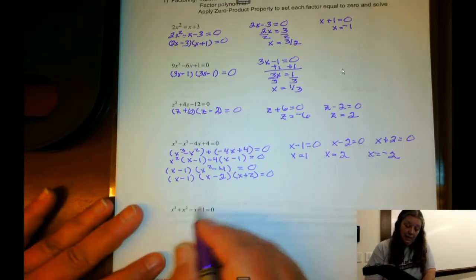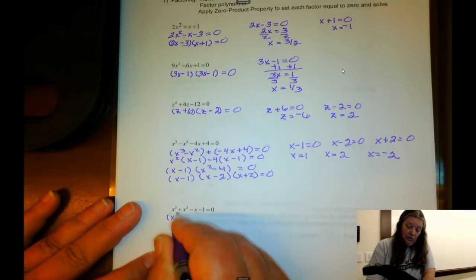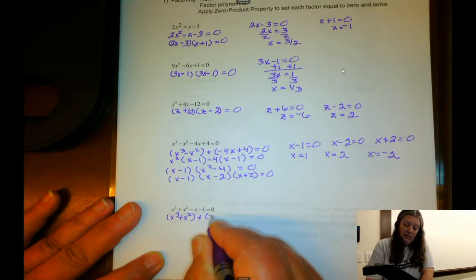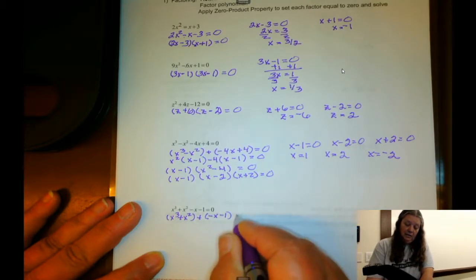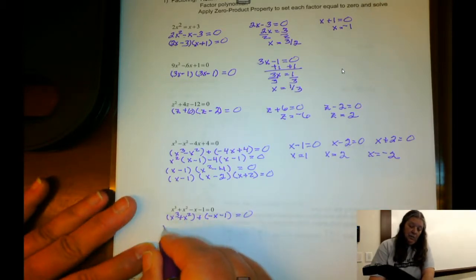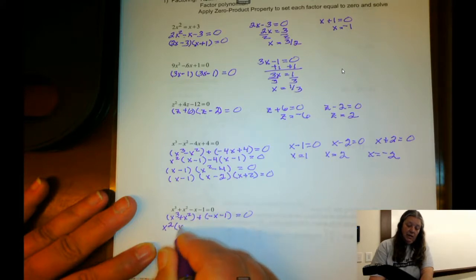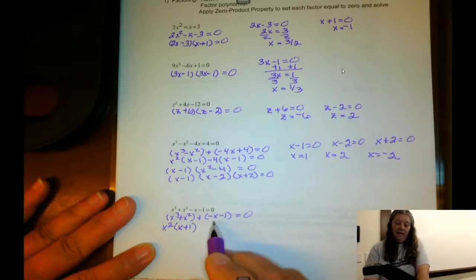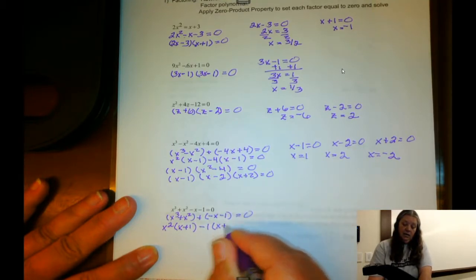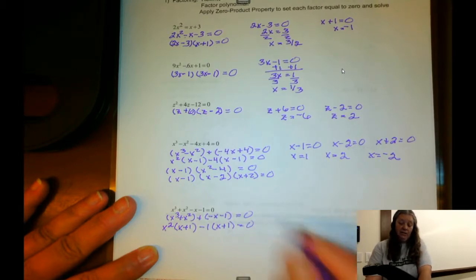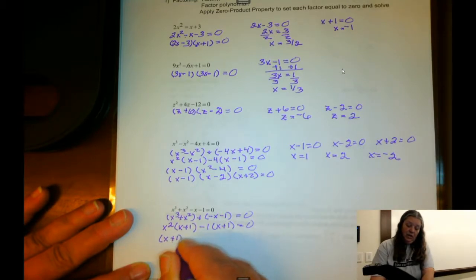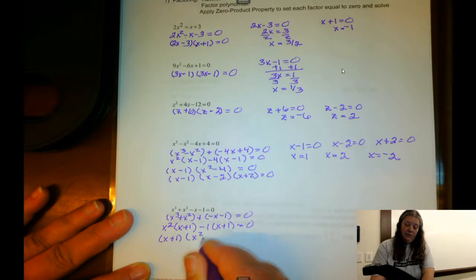The next problem is similar. Group the x cubed plus x squared plus negative x minus 1. X cubed and x squared has x squared as a common factor. Negative x and minus 1 has a negative 1 as a common factor. We now have x plus 1 as a common factor. We're left with x squared minus 1.